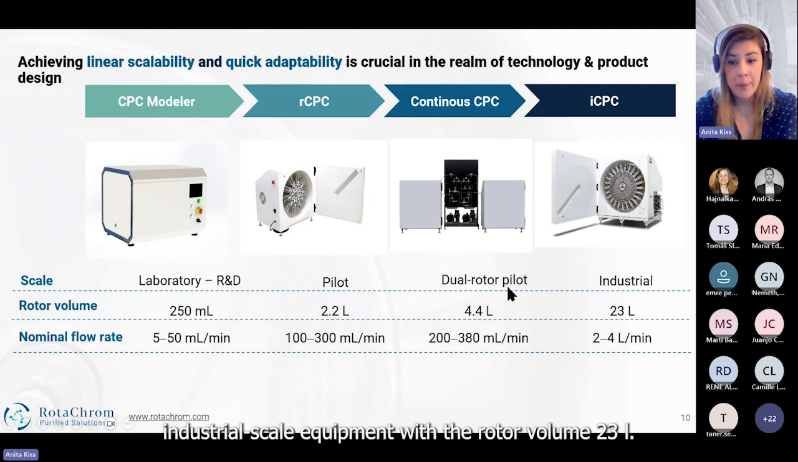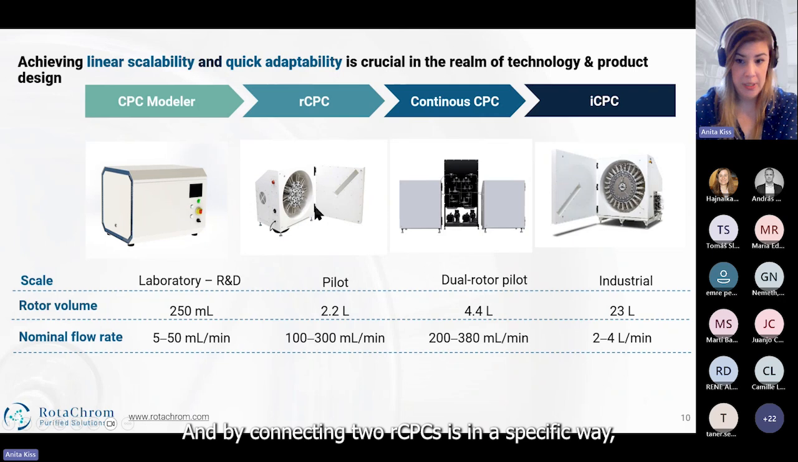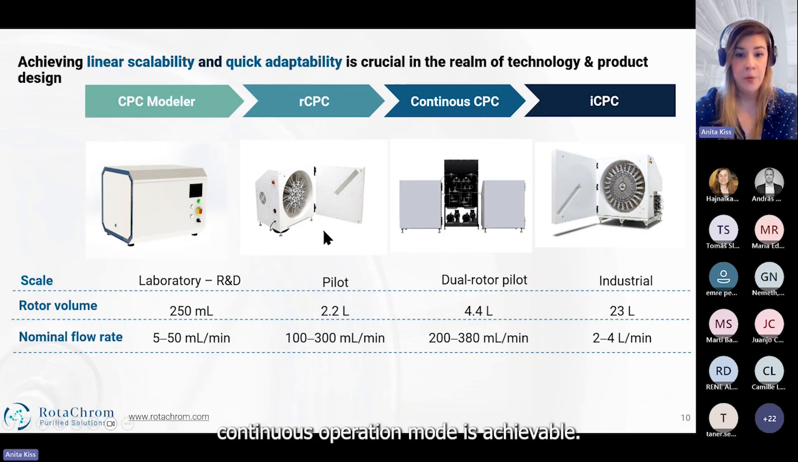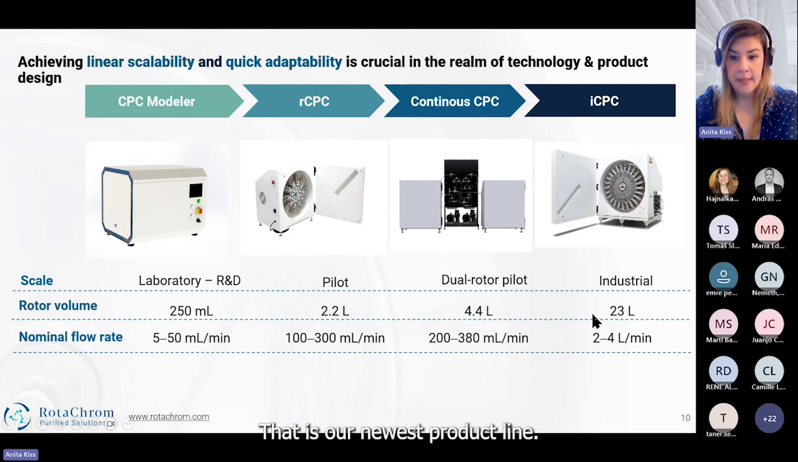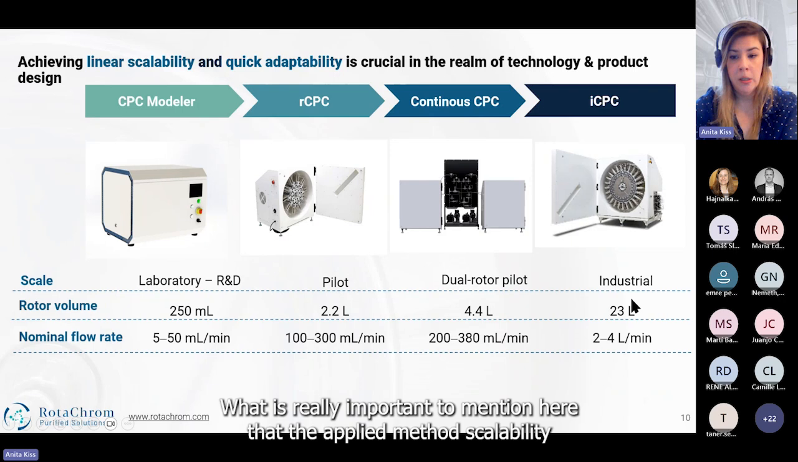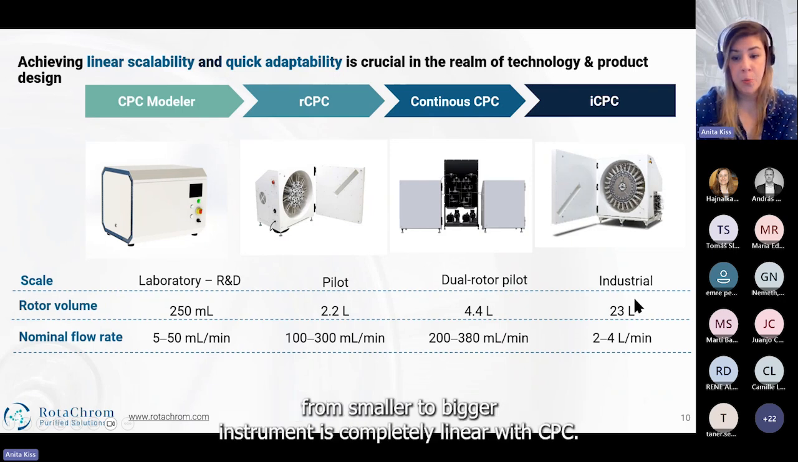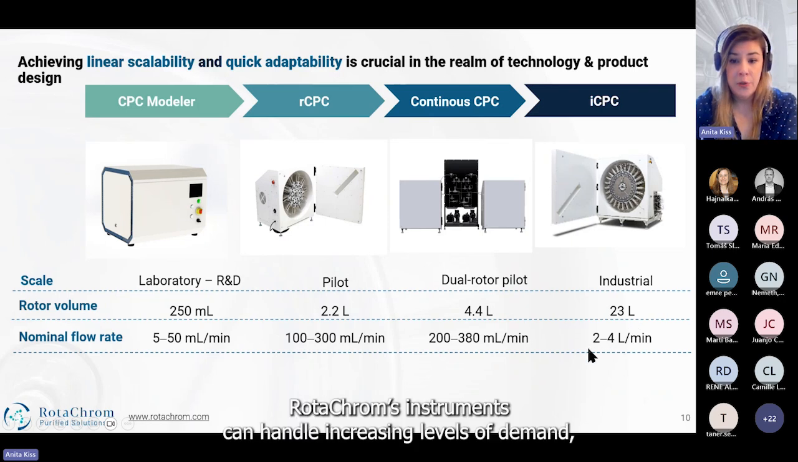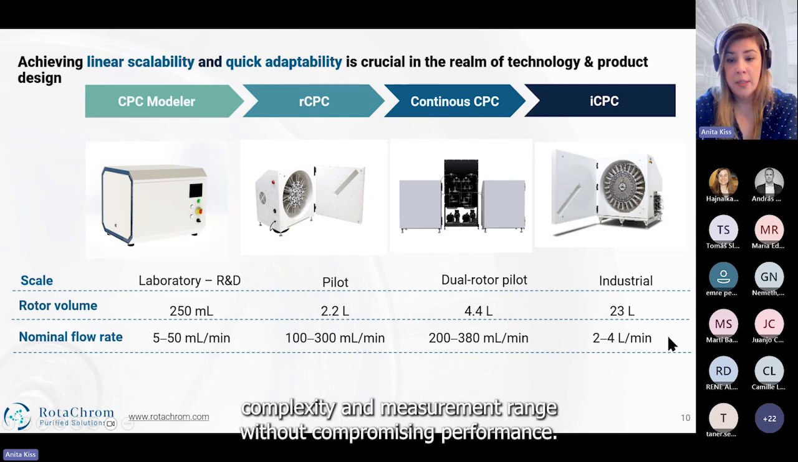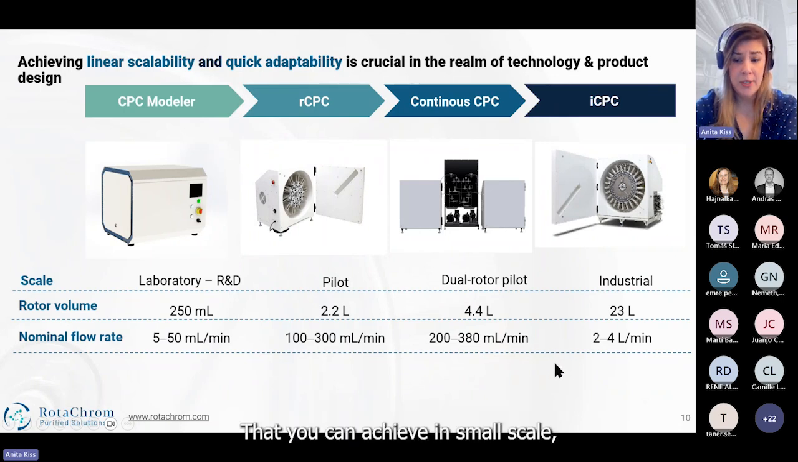Industrial scale equipment with the rotor volume 23 liters, and by connecting two RCPCs in a specific way, continuous operation mode is achievable. That is our newest product in line. What is really important to mention here is that the applied method scalability from smaller to bigger instrument is completely linear with CPC. RotaChrom's instrument can handle increasing levels of demand complexity and measurement range without compromising performance. What you can achieve in small scale, you get exactly the same on industrial scale without losing accuracy or efficiency.